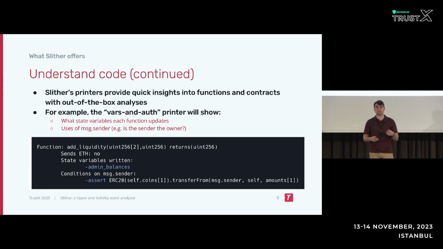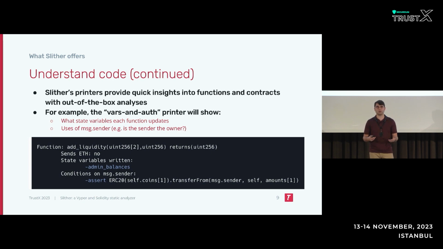So from the last example on the slide, we get this condensed look of the code saying that the state variable written was admin balances, and the condition on message sender is that it just calls transferFrom on it. But from there, we can infer that in order to successfully call transferFrom, you must have given a prior ERC20 approval with the adequate amount, otherwise it would fail, right?